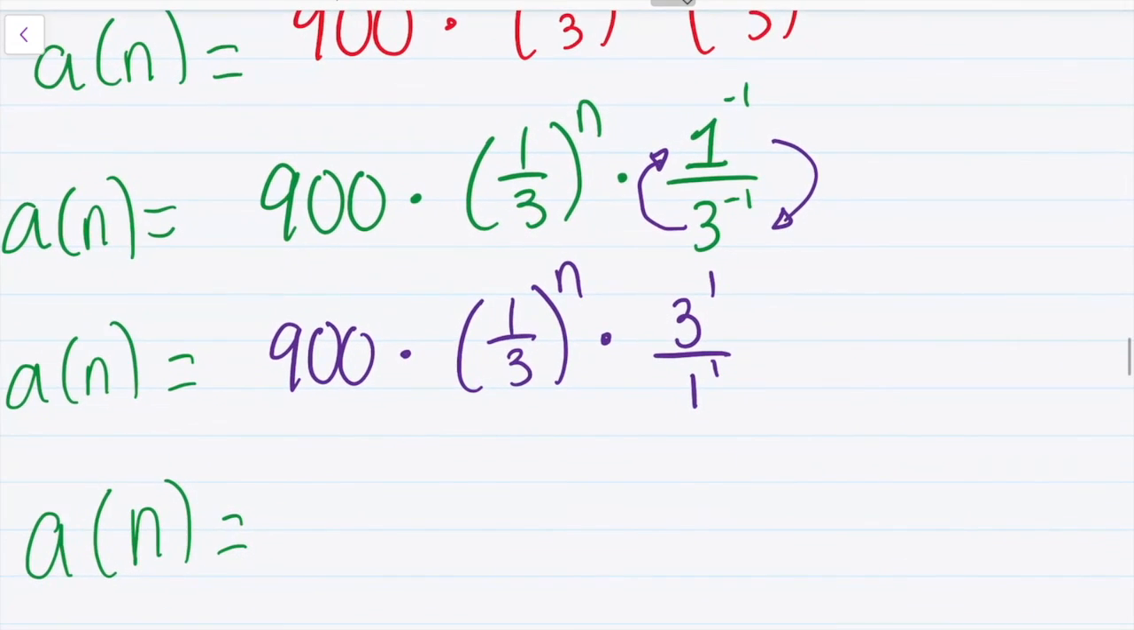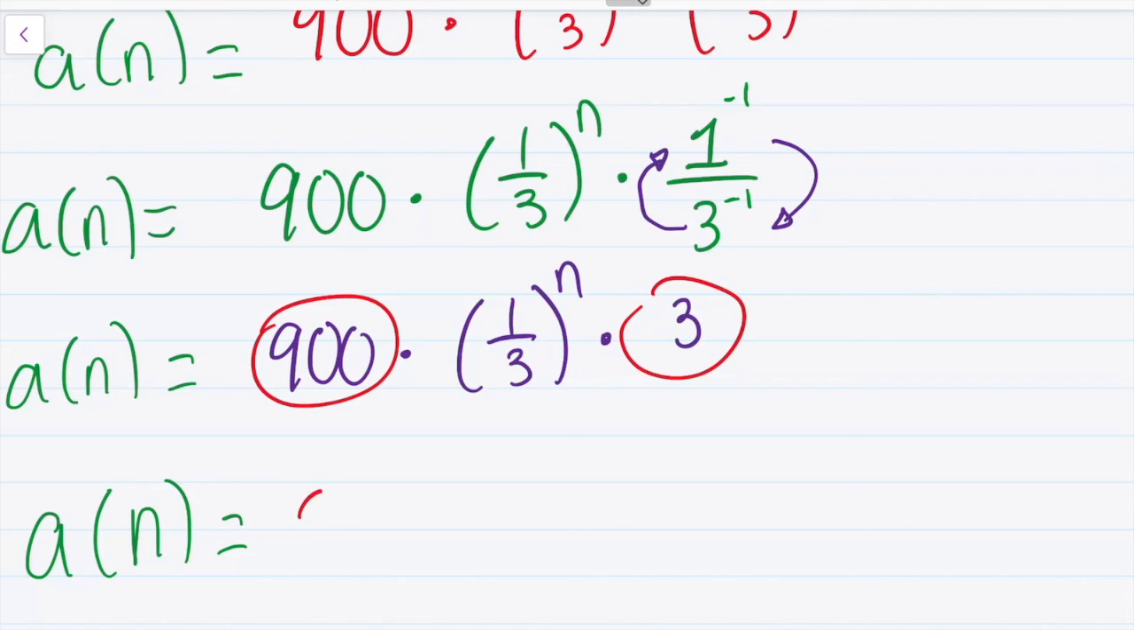Yeah. Now, can we simplify this? What's 3 to the power of 1, guys? Isn't it just 3? Yeah. And what's 1 to the power of 1? Isn't that just 1? And even better, 3 over 1, isn't that just 3? Look how easily we simplified. And finally, the last step, what can we combine here? We can combine the 900 and the 3, which if we grab a calculator, 900 times 3 is 2,700 times 1/3 to the power of n.